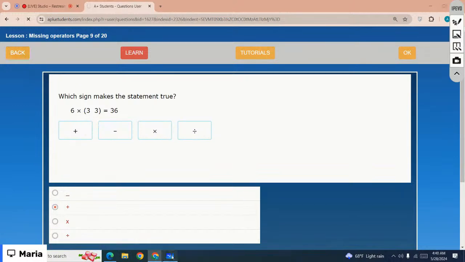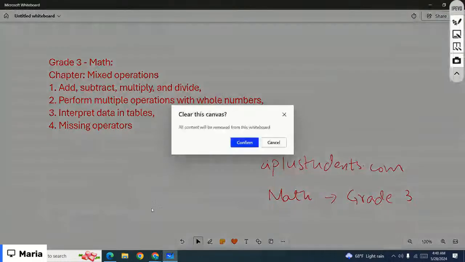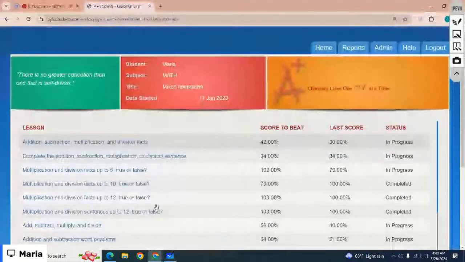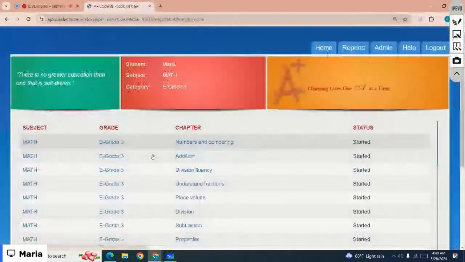So we were working on grade 3 math. The chapter we were working on is mixed operations, and the lessons we have covered today are add, subtract, multiply and divide, perform multiple operations with whole numbers, interpret data in tables, and missing operators, right? So please make sure before the next session you complete all the practice questions for the lessons we did today. That is your homework until the next session.